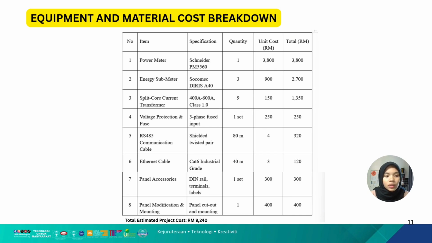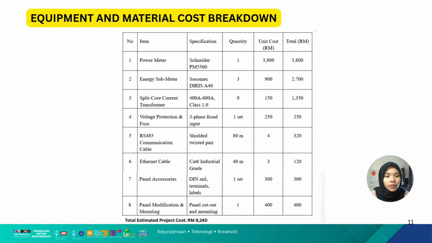The next item is voltage protection and fuse. The specification is 3-phase fuse input. We only need 1 set, which unit cost is 250, and since we need only 1, the total for this item is only 250 ringgit Malaysia.